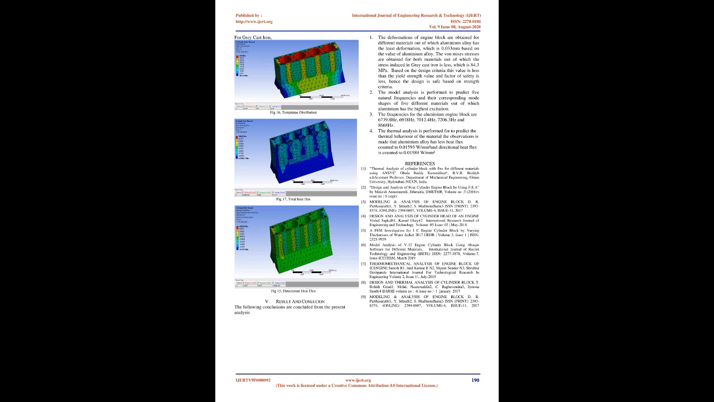4. The thermal analysis is performed to predict the thermal behavior of the material. The observation is made that aluminium alloy has less heat flux, counted to 0.01593 W/mm², and directional heat flux is counted to 0.01589 W/mm².